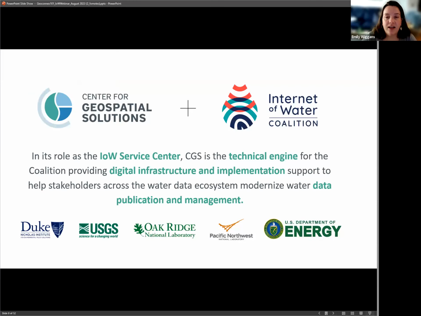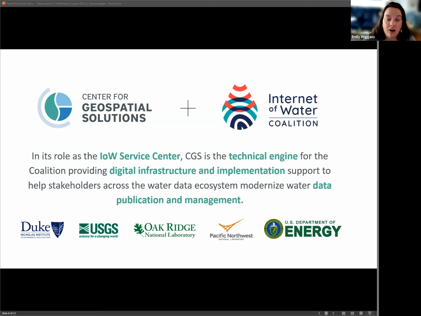So how does exactly CGS fit in with the Internet of Water Coalition? Though the Internet of Water actually began back at Duke University, in March 2022, CGS and the Internet of Water Coalition formally joined forces to steward the next phase of their impact. We've also been graciously financially supported by USGS and work collaboratively with their staff.